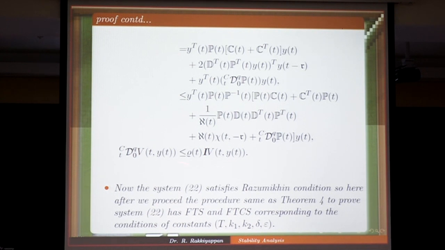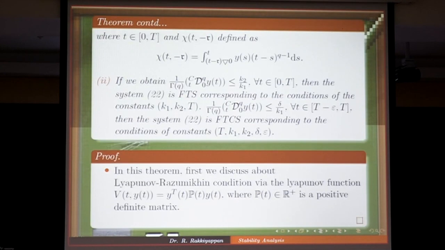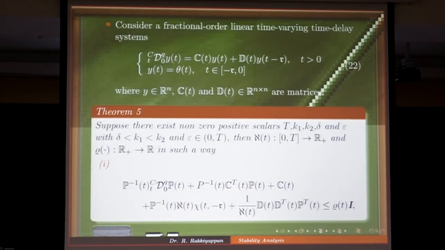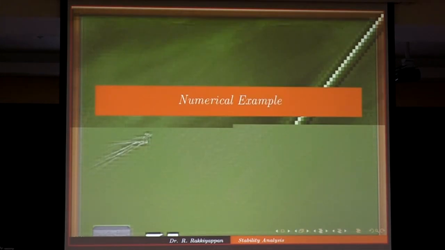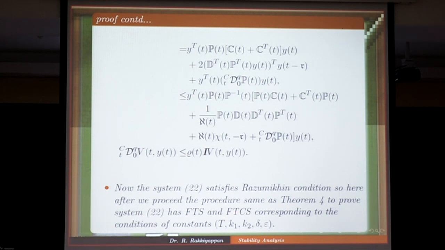So if this condition holds, then we can say that the left hand side is less than or equal to rho of t into I. So this is the condition as defined in the statement of the theorem. If it is true, then the system is finite time stable. Okay, so we have one more thing. If we add two more constants, then we can achieve the finite time contractive stability.